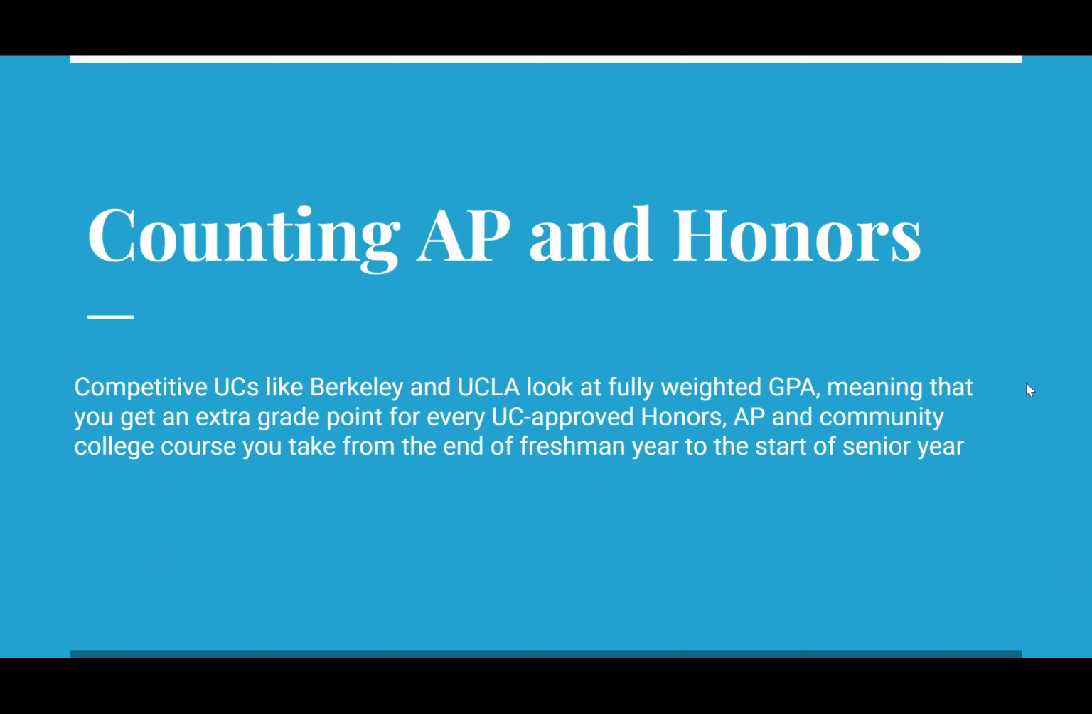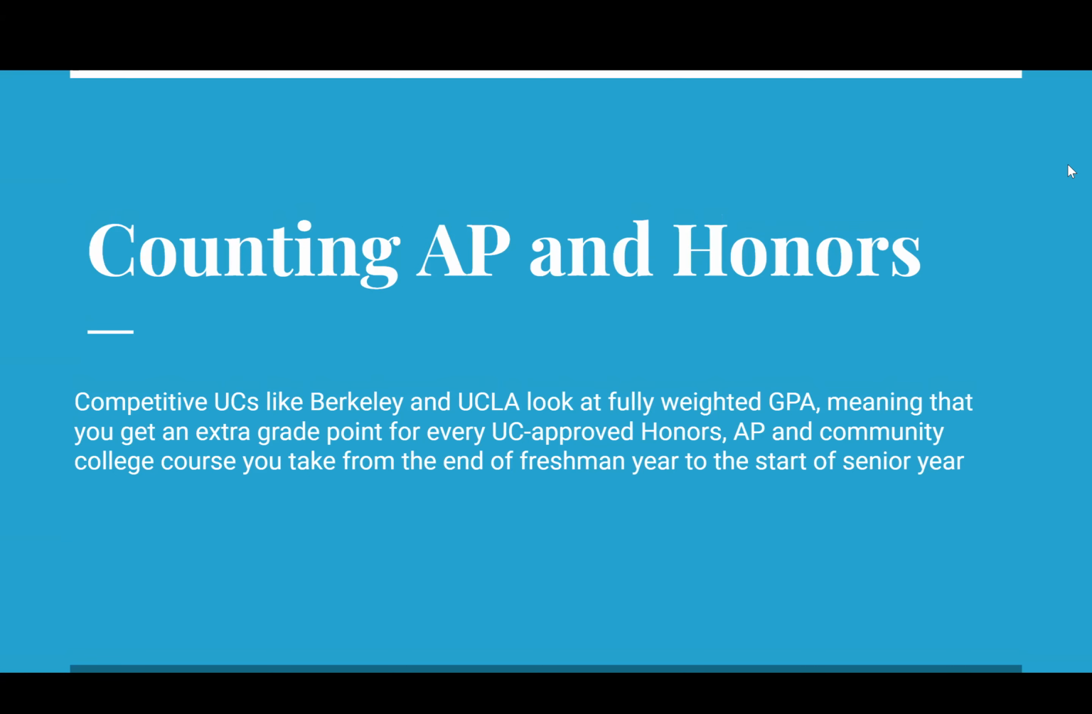Competitive UCs like Berkeley and UCLA look at fully weighted GPAs. This means that you get an extra grade point for every UC approved honors, AP, and community college course you take from the end of freshman year to the start of senior year. And we'll talk about why this is important. The reason for that is because most UCs and CSUs will max out honors points. However, Berkeley and UCLA, I believe last year for the first time, are considering fully weighted GPAs.